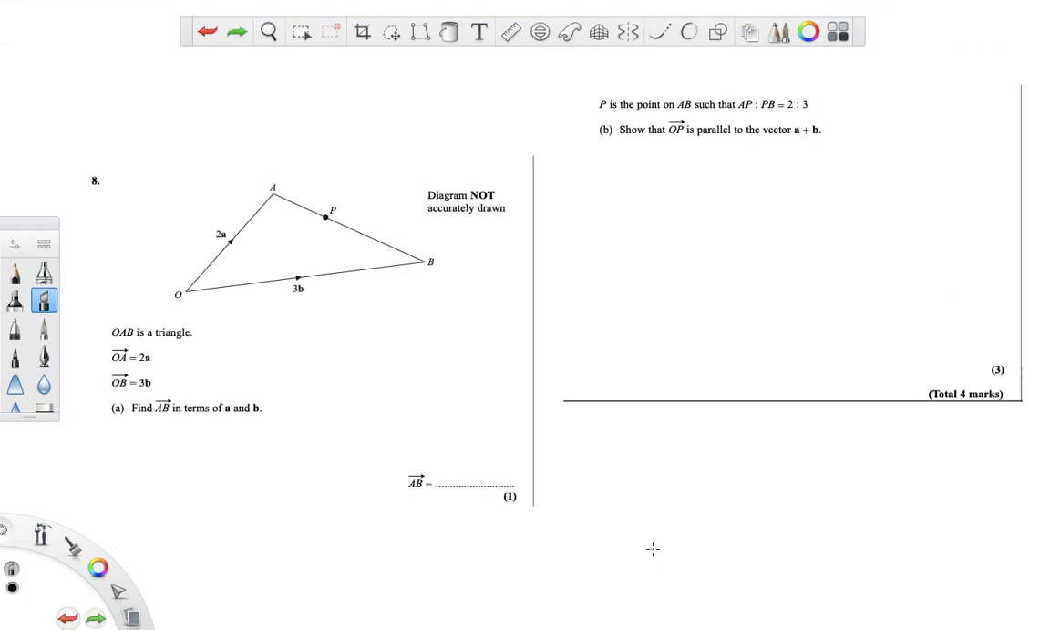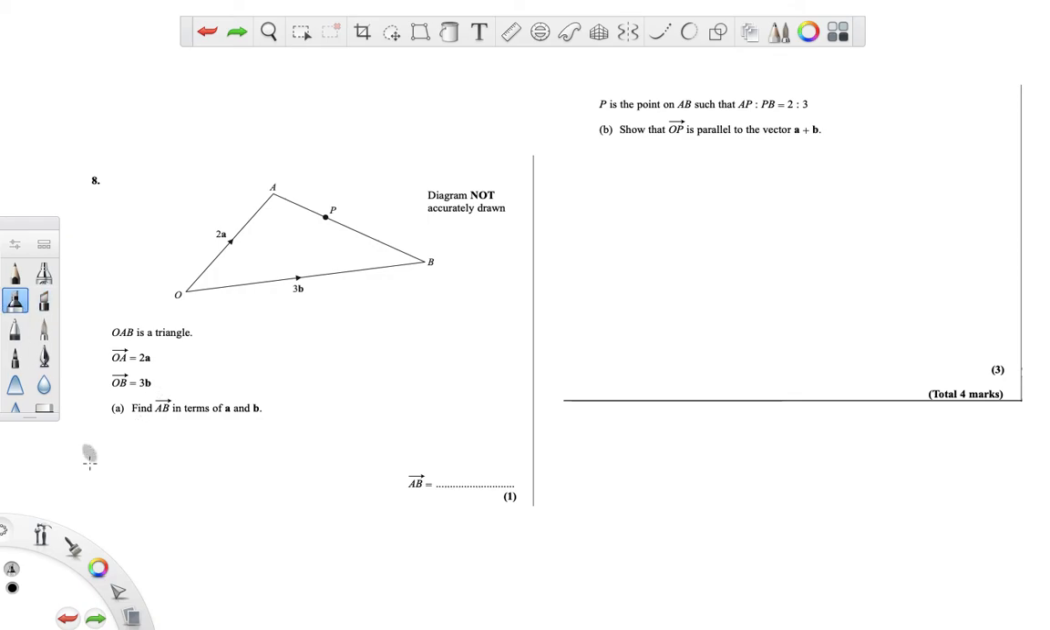To finish this video off, we're going to have a look at an exam question. So this was a past paper exam question. So it says that OAB is a triangle. O to A is 2a. O to B is represented by the vector 3b. It says find A to B in terms of a and b.